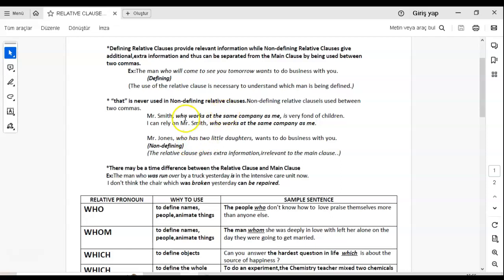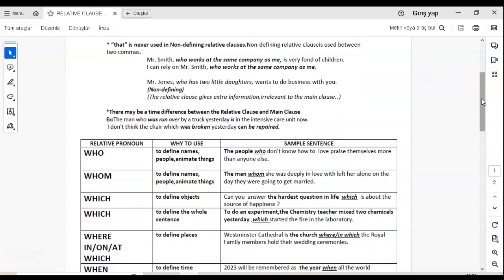But here, look at the explanation. That is never used in non-defining relative clauses. For example, here you can say the man that will come to see you tomorrow wants to do business with you, using that to replace who. But here you can't say Mr. Jones that has two little daughters. And so if it's a non-defining relative clause, you can't use that instead of who or which.